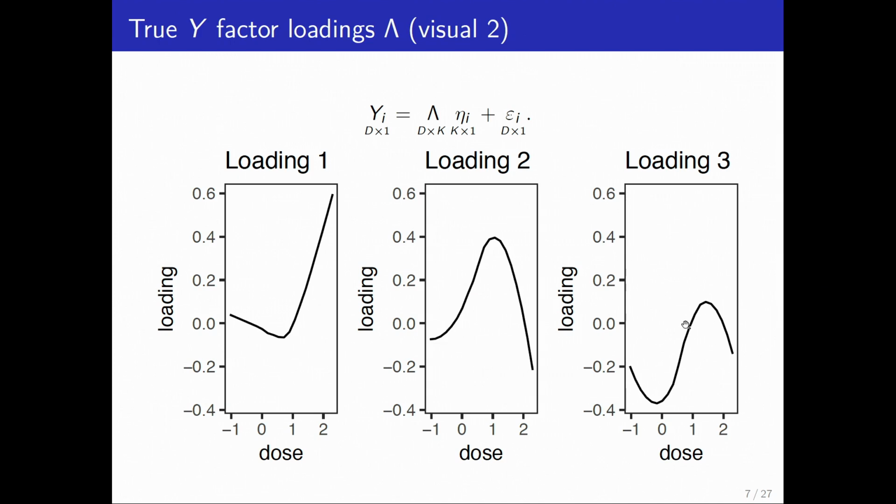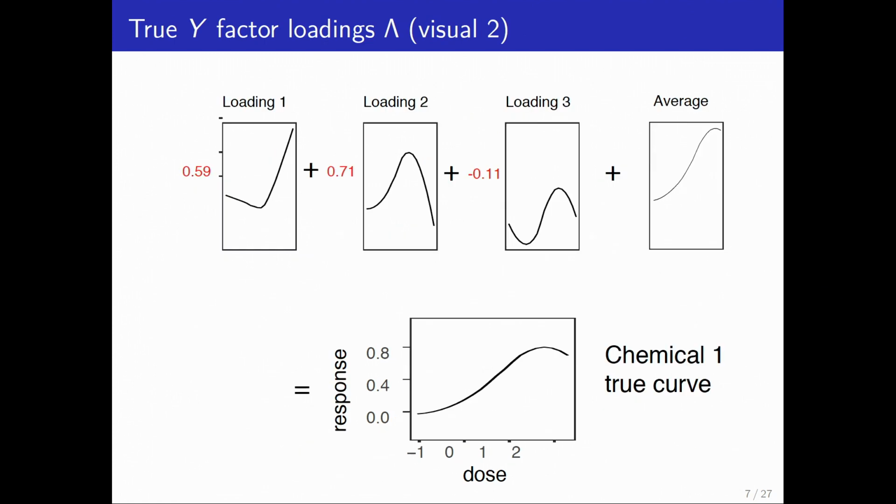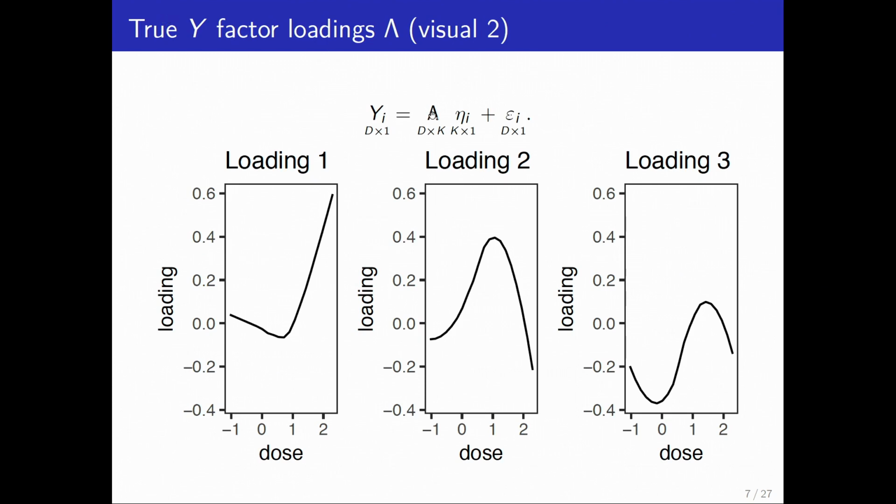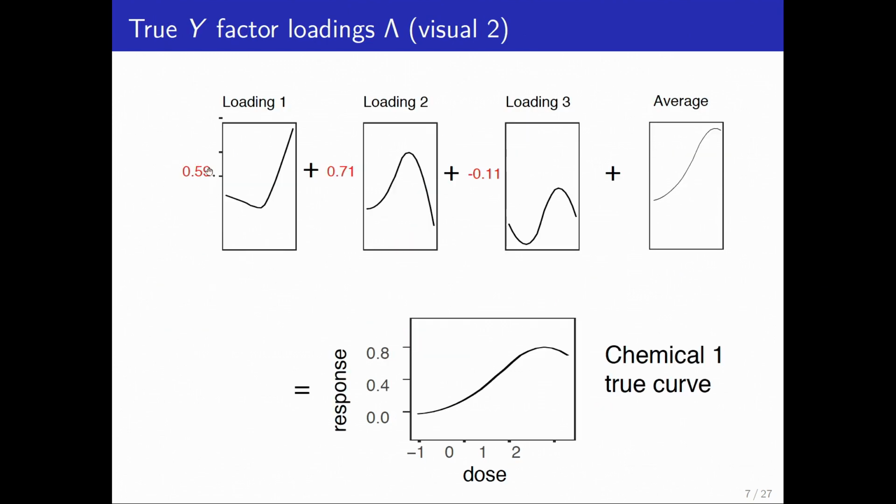And to see more explicitly how these loadings actually contribute to a dose-response curve Y, you can look at this relationship here, this y_i equals lambda times eta_i, as being a weighted combination of these loading vectors. So here the value of eta 1 is 0.59 for this chemical, so we're weighting loading 1 by eta 1, and then we're weighting loading 2 by eta 2, which is 0.71, loading 3 by eta 3, and then we add in the average curve, and that gets us to our true dose-response curve for chemical 1. And so these loadings vectors are shared across all chemicals, and all that changes is these weights, eta. And the weights are what we're trying to learn, because that's what tells us that two chemicals with similar weights are similar in both structure and in response.